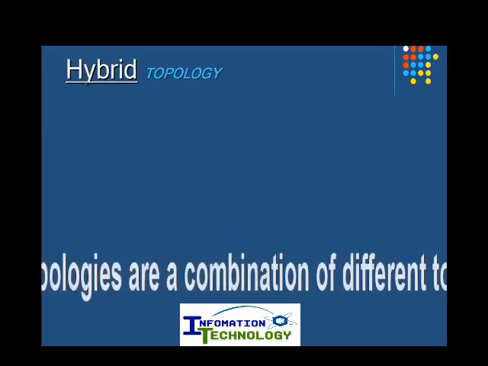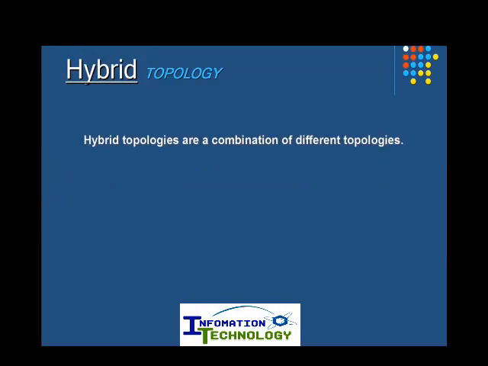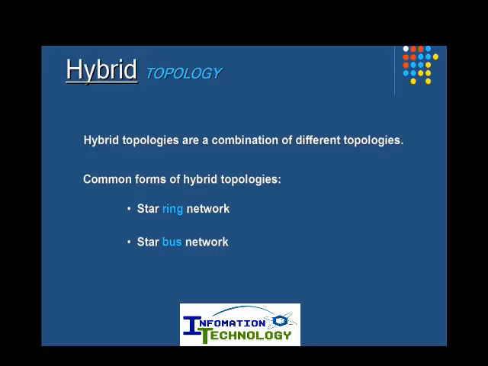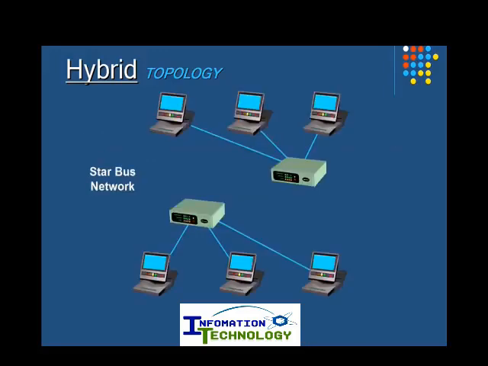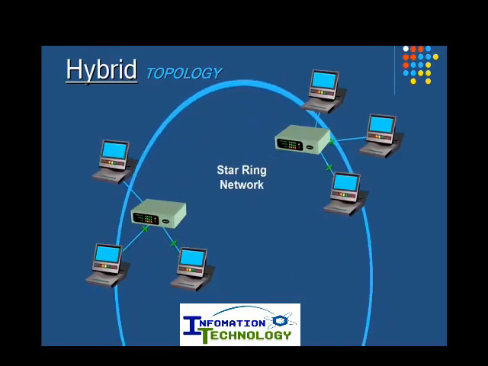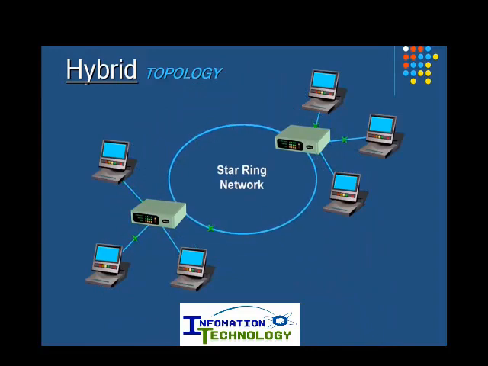Topologies can also be combined with other topologies if needed. These are known as hybrid topologies. Hybrid topologies can offer the best of both worlds. In fact, a lot of businesses use some form of hybrid topology to suit their growing needs. The most common forms of hybrid topologies are the star ring network and the star bus network. In a star bus network, two or more star topologies are linked together using a single bus connection. And in a star ring network, two or more star topologies are linked together to form a large ring network.